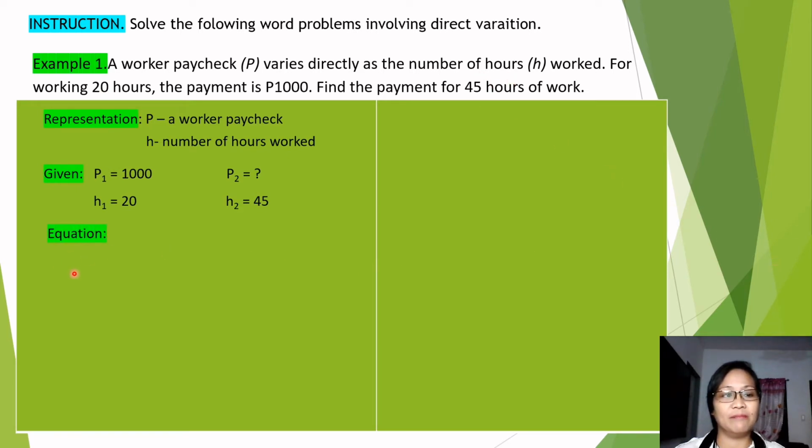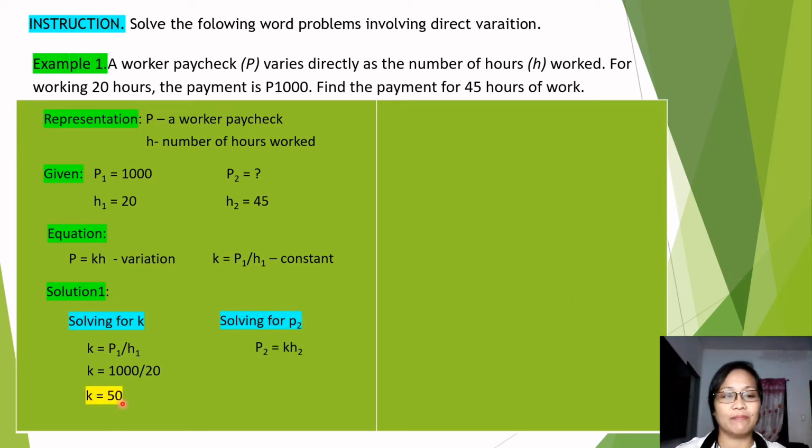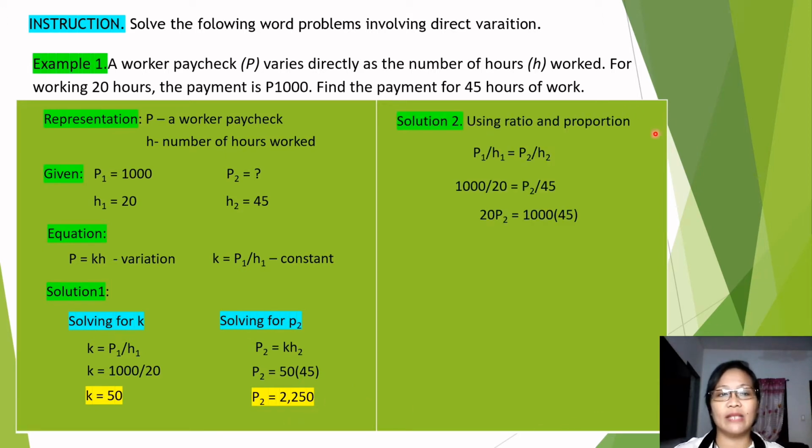For our equation, P is equal to kH for our variation, and k is equal to P1 over H1 for our constant. For solving for k, k is equal to P1 over H1. Then substitute: P1 is 1,000 divided by H1, which is 20. So for our k, we have 50. Solving for P sub 2 is equal to k, which is 50, times H sub 2, which is 45. Therefore, our P2 is 2,250.